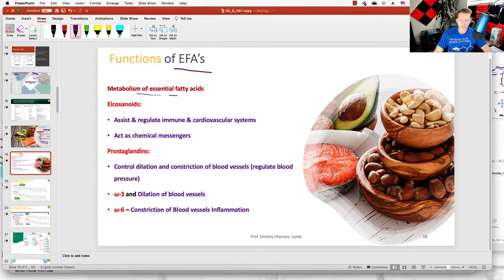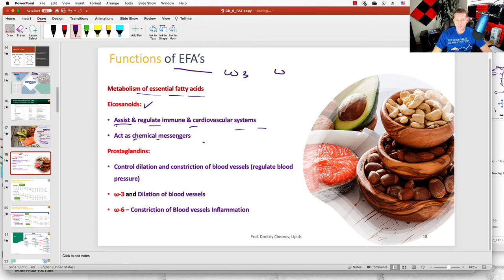So the metabolism of essential fatty acids. Eicosanoids, not important, you don't have to remember this name. Why do we need essential fatty acids like omega-3 and omega-6? They assist in the regulation of the immune and cardiovascular systems. They act as chemical messengers. So what do they really do when they assist in regulating the immune and cardiovascular systems?